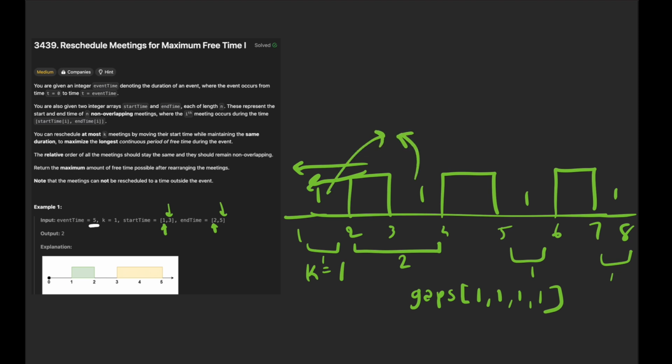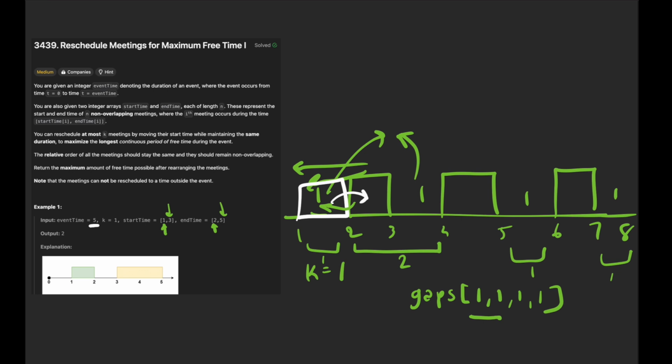Right? So you can consider it as we have just moved this gap to this position and this event to this position, right? So that would be 1 plus 1 is 2. So we have just summed up these first two gaps.